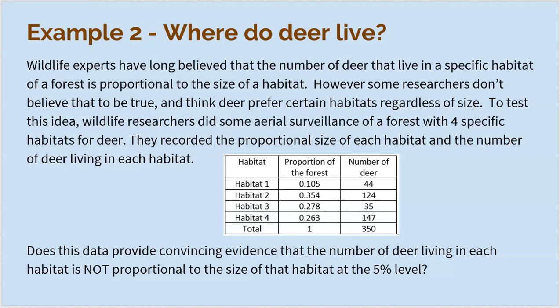Now remember, it has long been believed that the proportion of the forest is reflected in the proportion of deer that live in that part of the forest. So that's where our hypotheses will come in, and you'll see in a second. So the question is, does this data provide convincing evidence that the number of deer living in each habitat is not proportional to the size of that habitat? And it wants us to use the 5% level.